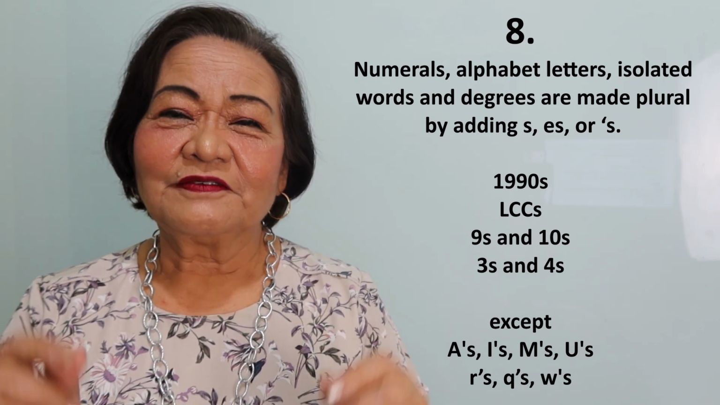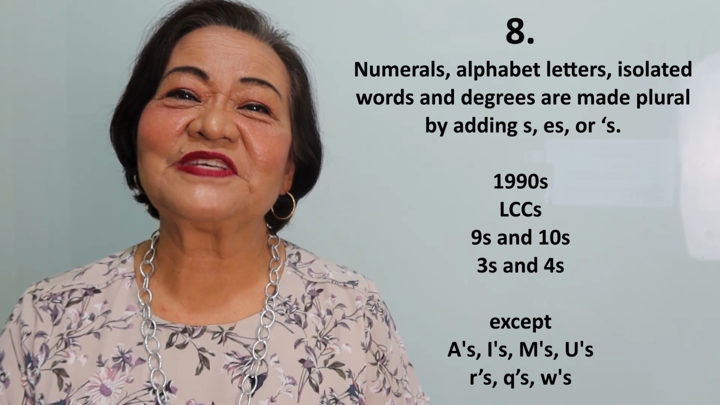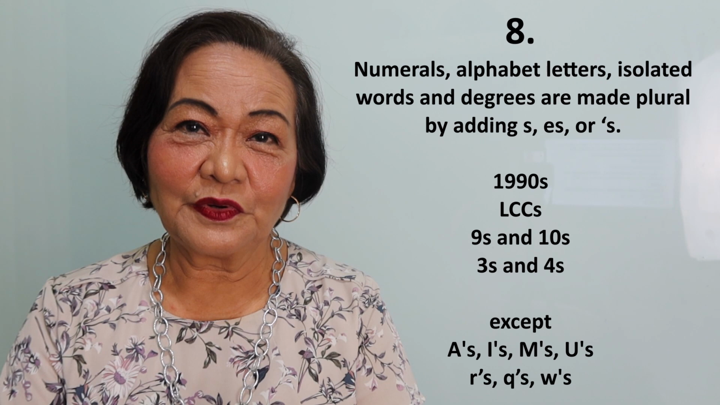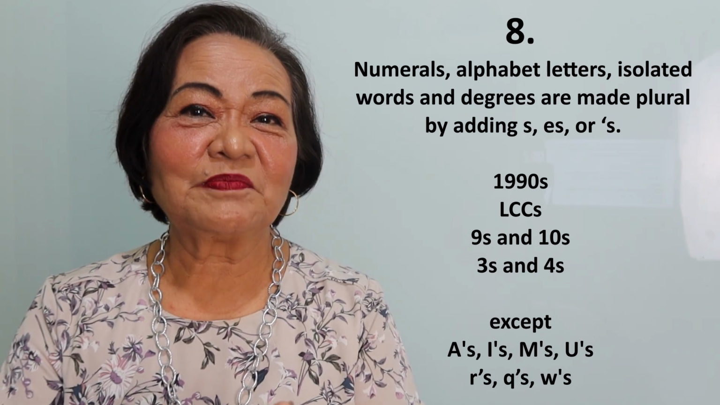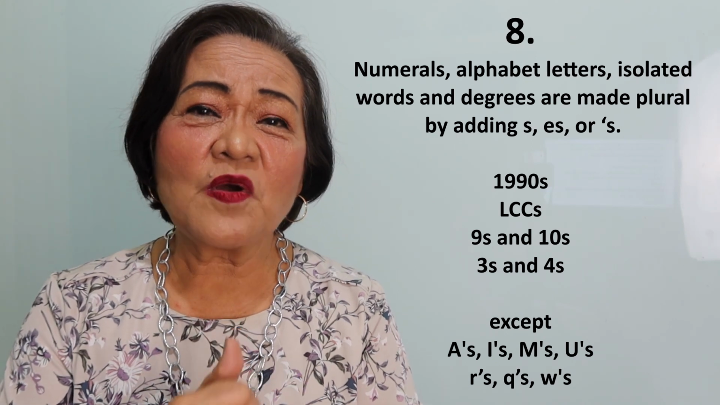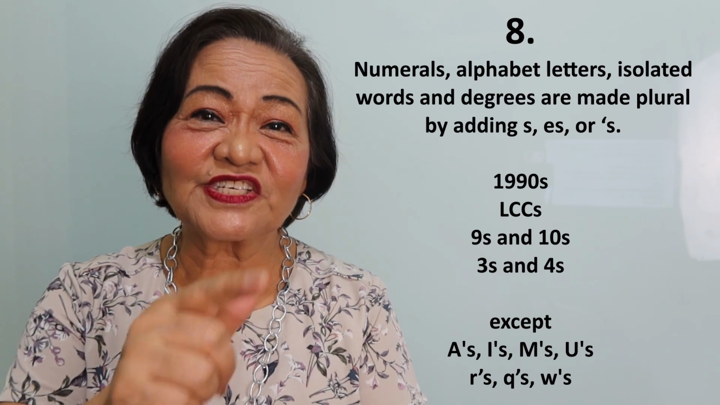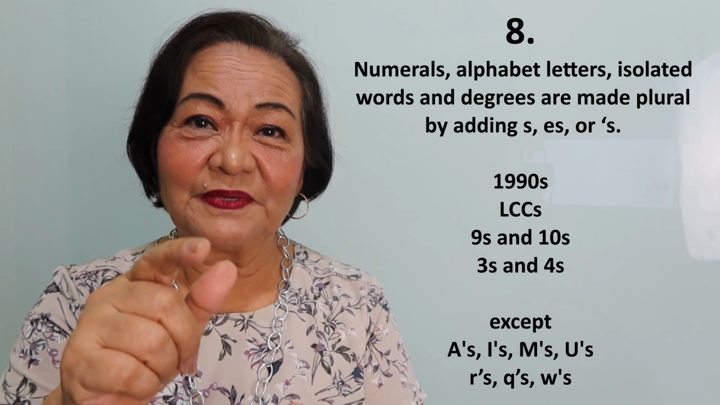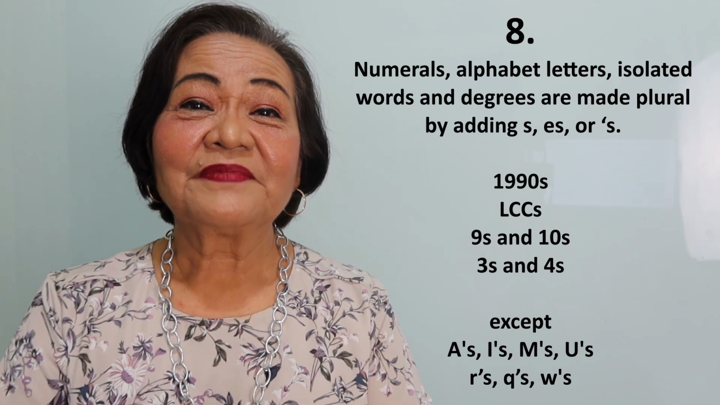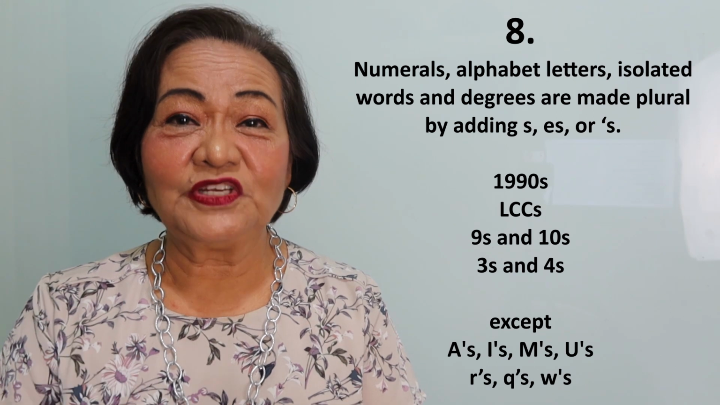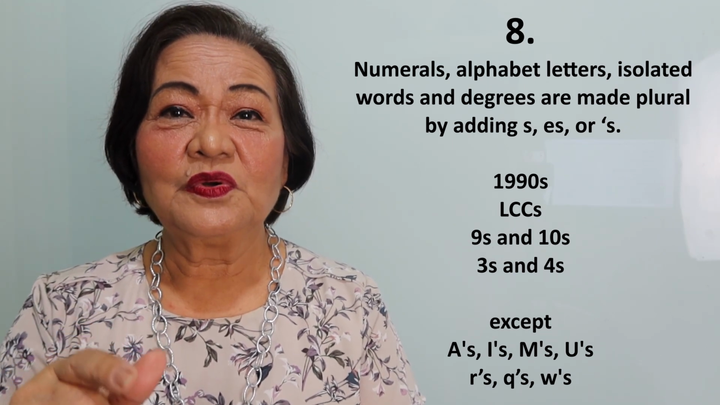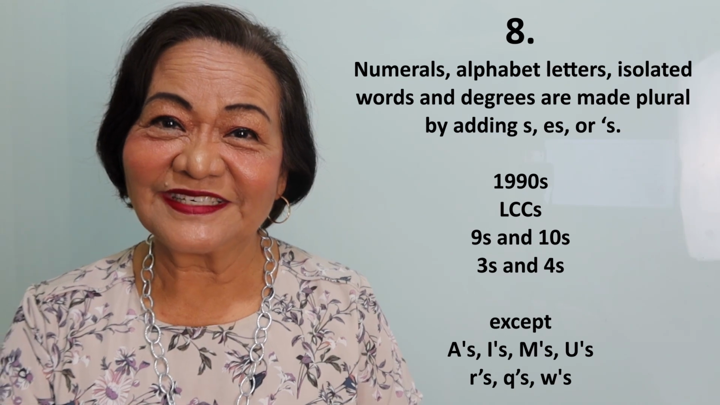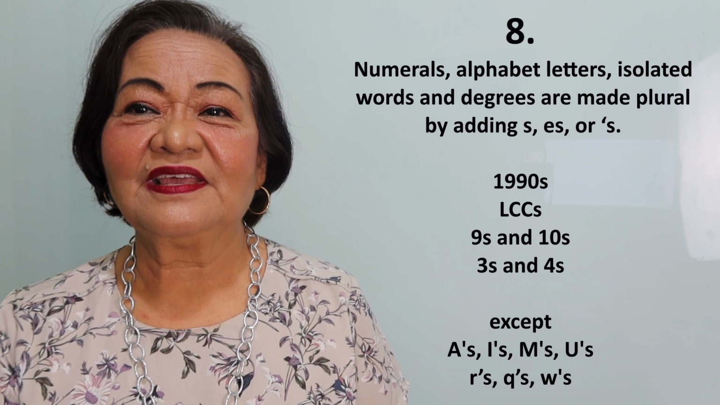Now, I would like to take exception. This is the only time where you use apostrophe s. When you are talking of A, I, M, U, you pluralize A by an apostrophe s. So, in college, I worked so hard to get straight A's. The A's will be capital A, apostrophe S. I, plural would be capital I, apostrophe S. M, capital M, apostrophe S. And U, capital U, apostrophe S. So, this will be the exception.